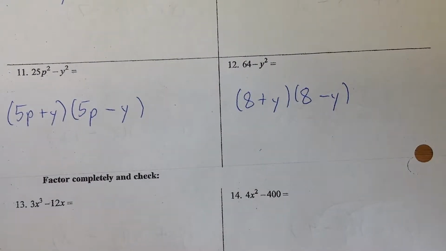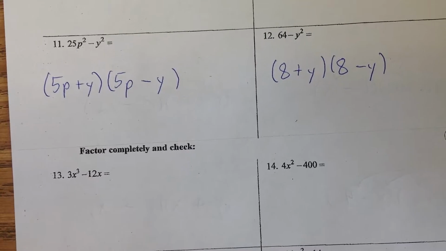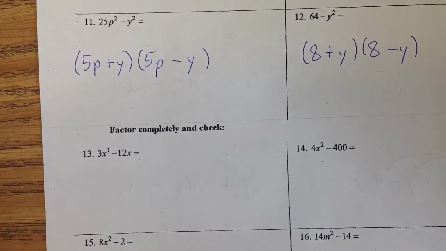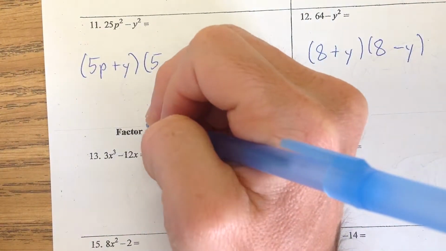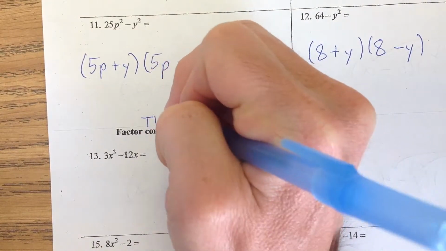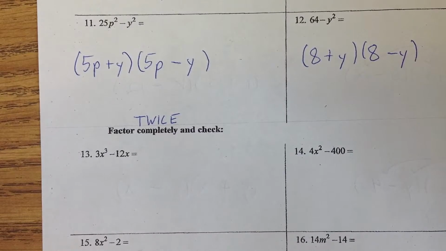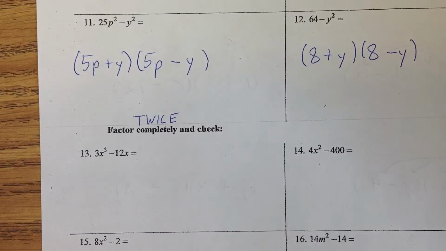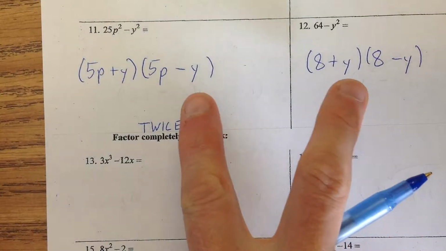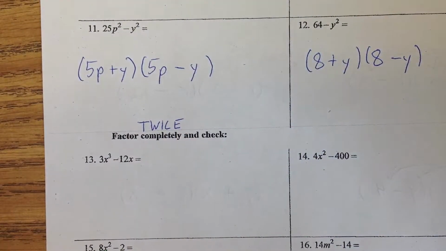Okay. So let's take a look at these last four, because the last four are a little different. They say factor completely and check. Factor completely is basically code for factor twice. We're going to have to do 2 steps here. Our first step is going to be to take out a GCF, and then our second step is going to be to do this perfect square stuff that we've been doing.